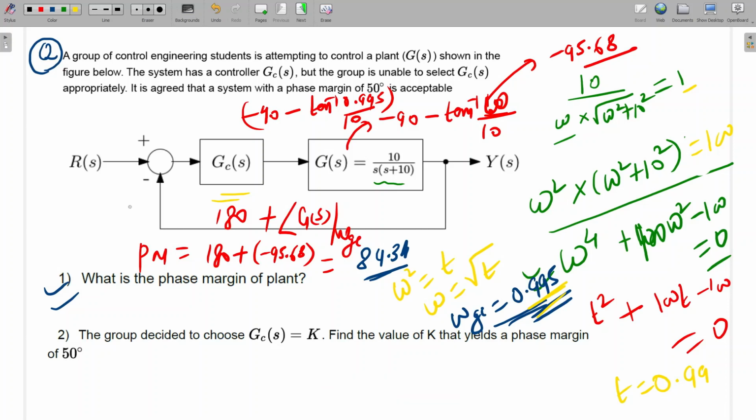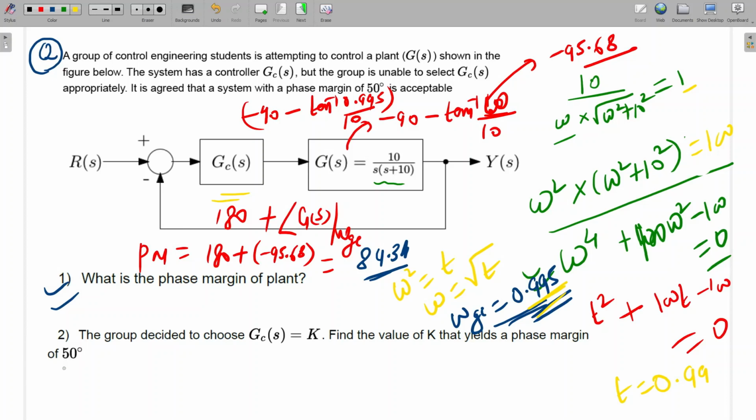Okay, so this is the second part of this same problem. We have decided that Gc(s) is equal to K. Find the value of K such that the phase margin will be 50 degrees. So we have to find the value of K. What should K be such that the phase margin will be 50 degrees? Okay, so first, how will we solve this?